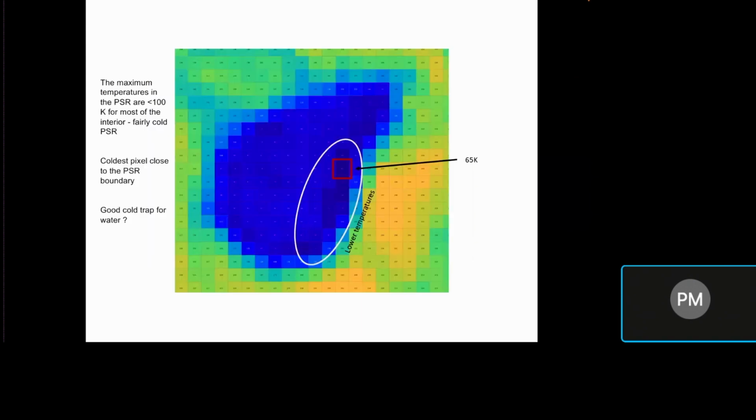Okay, so the maximum temperatures here are less than 100 K throughout, and the coldest pixel is somewhere close to 65 K. It could be a really good cold trap for water. Next slide, please.